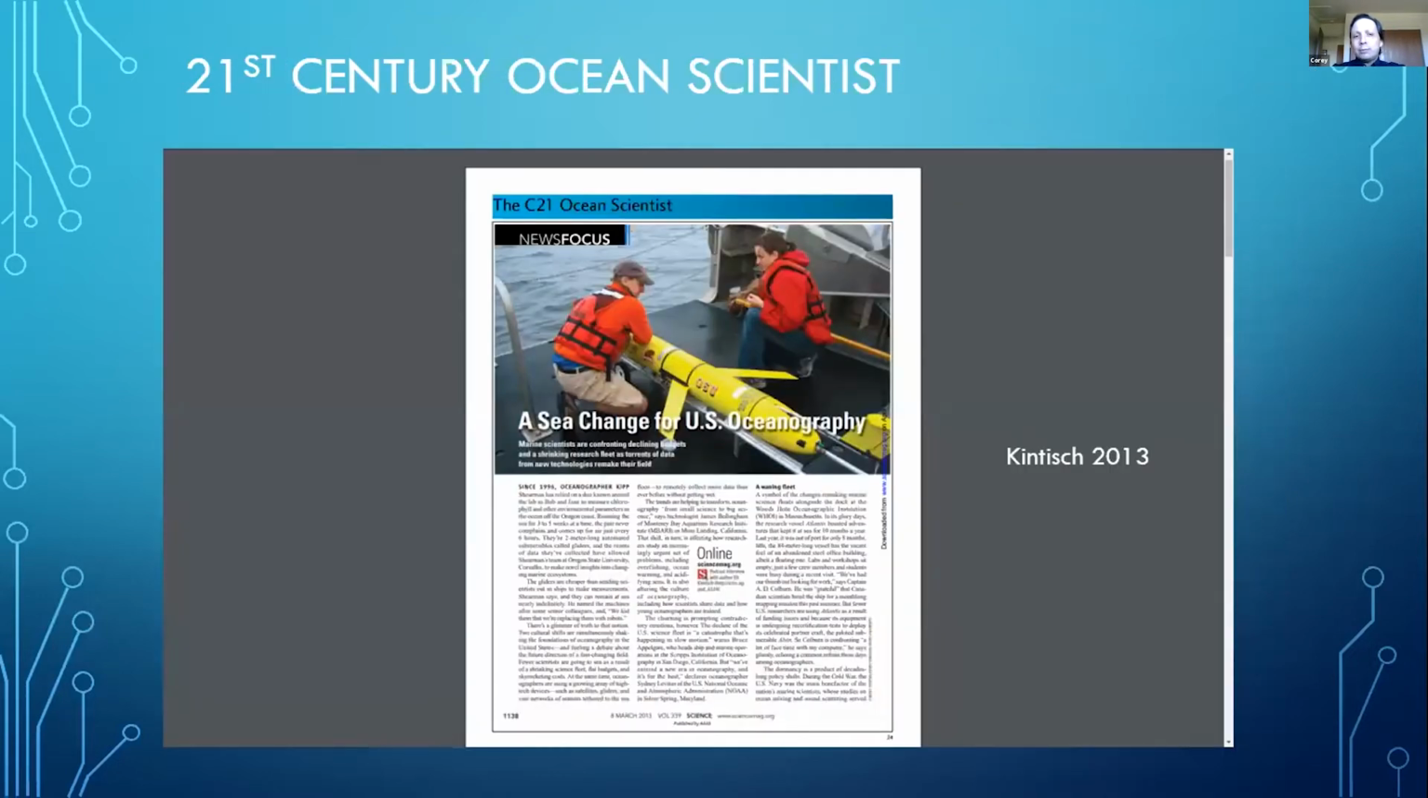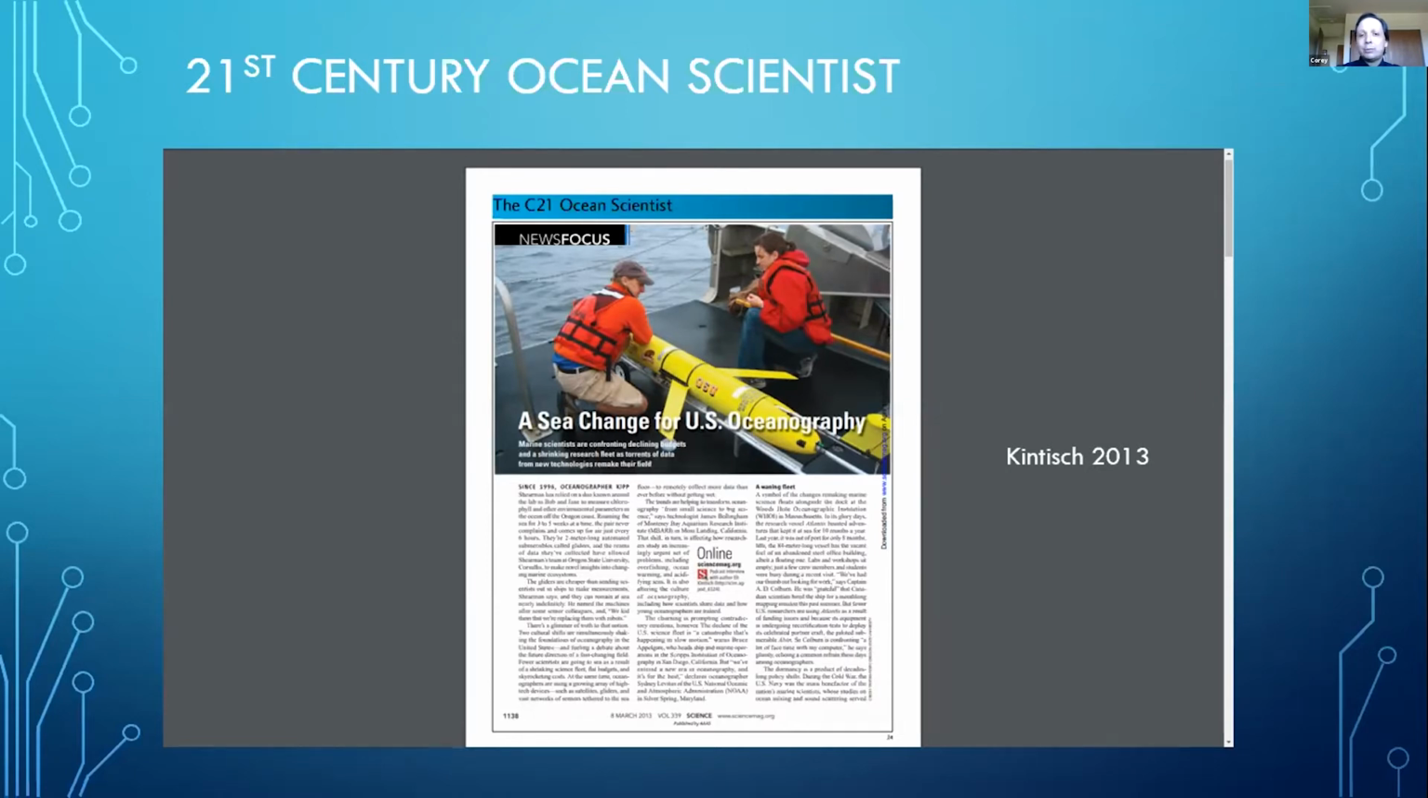About 7 years ago, this paper came out in Science. It was titled The 21st Century Ocean Scientist, by Kintich. It was really a summary of a National Academy of Science report that focused on how to develop the next generation oceanography fleet in the US. One of the challenges we were running into was the sheer cost of the UNOLS fleet in the US. The needs of the UNOLS fleet were really outpacing the budget of NSF at this point.